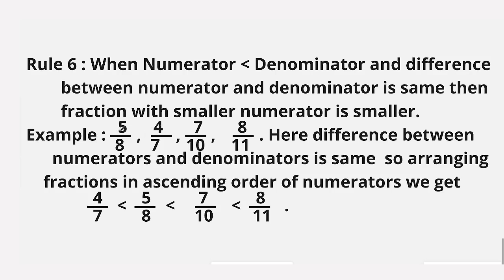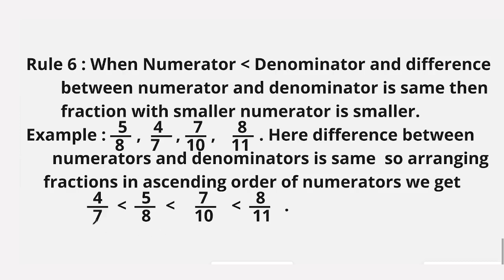And if we observe in numerators, 4 is smallest, then next numerator is 5, then next higher numerator is 7, and then next higher numerator is 8. So we arrange these in the ascending order of numerators. So we get 4 upon 7, 5 upon 8, 7 upon 10 and 8 upon 11.